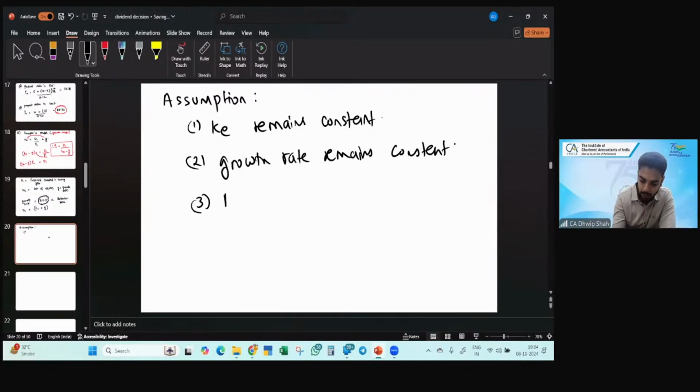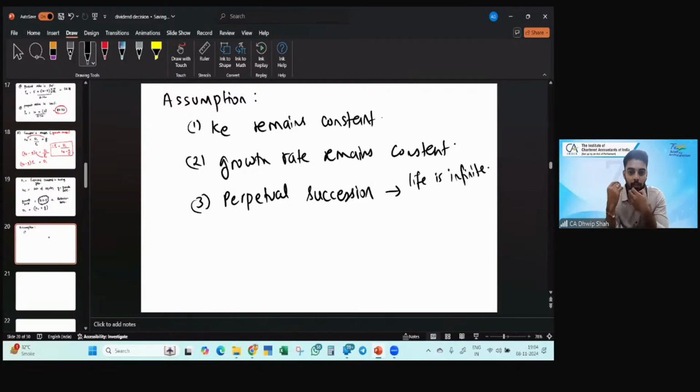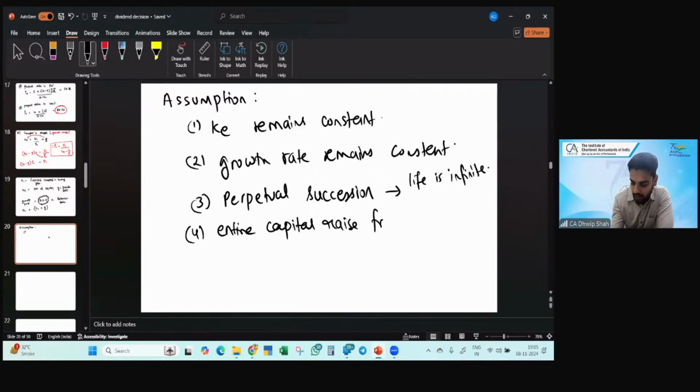Third is perpetual succession. Perpetual succession assumption means the going concern assumption. Life of the company is infinite. The company will carry on the business jab tak hai jaan. Fourth, unless otherwise specified, the entire capital is raised from equity only. Nothing from debt, nothing from preference.